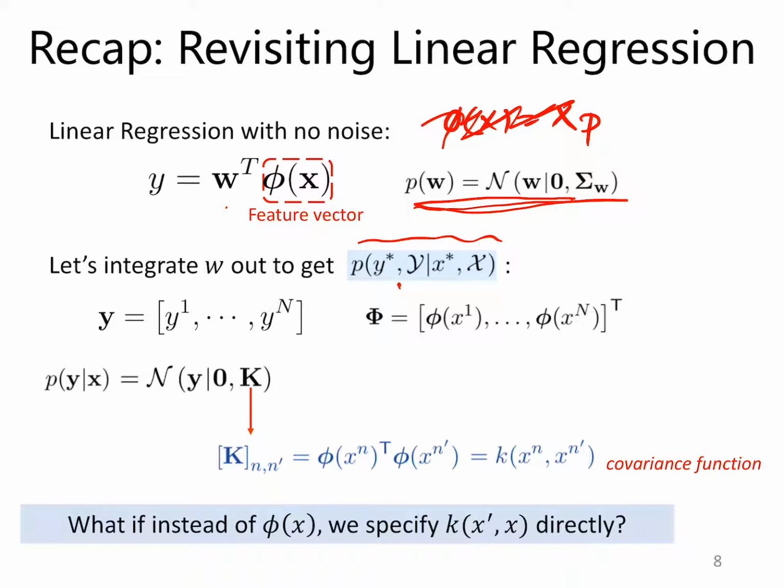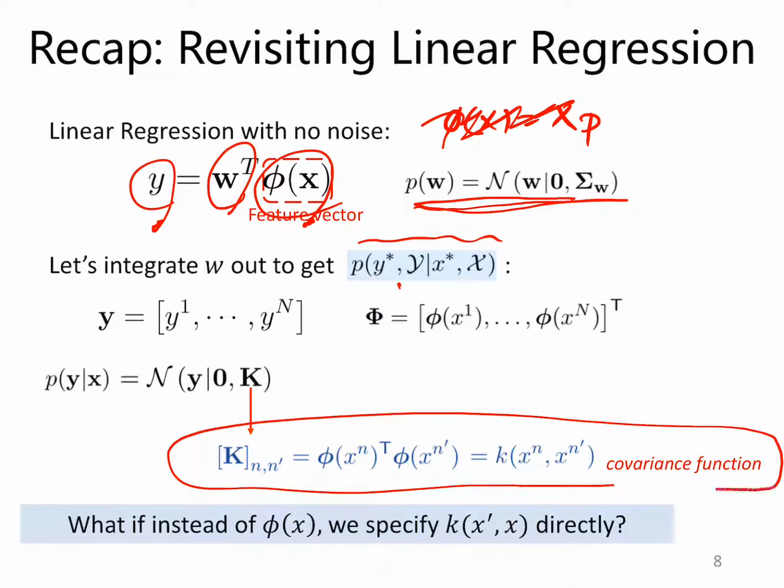If I write it in that form, remember that because I'm conditioned on x, this is constant, and this is Gaussian. So at the end, the joint distribution of all of these y's is going to be a normal distribution with a covariance that is the outer product of all of these features. This is what we worked out last time.